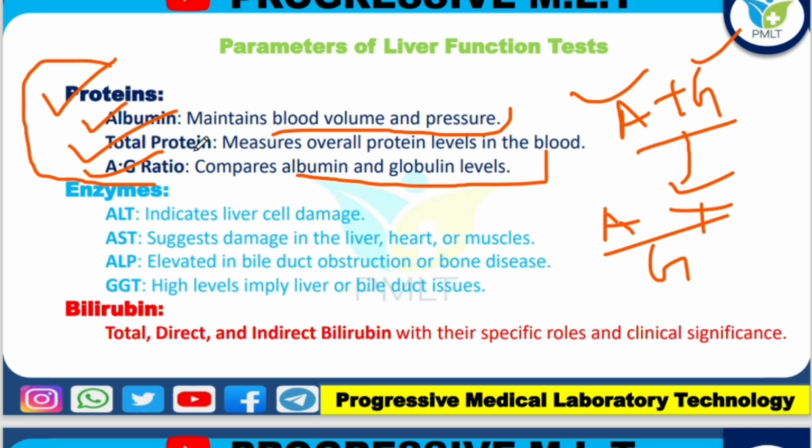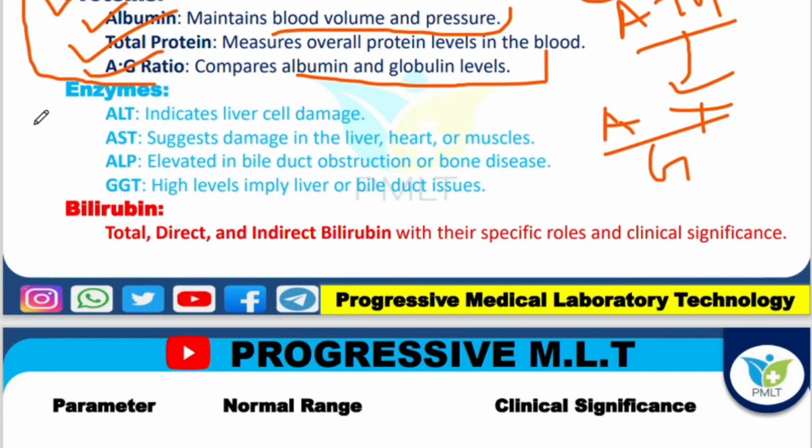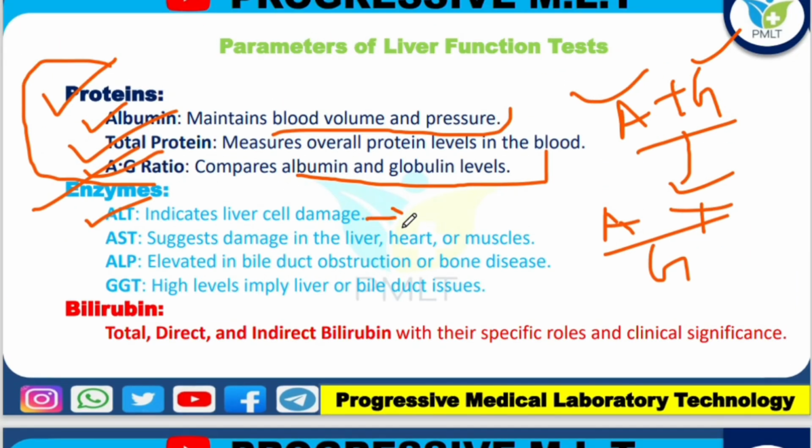After that, here you can see the enzyme parameters. Firstly ALT. Another name of ALT is SGPT, right? Serum glutamate pyruvate transaminase, and ALT means alanine transaminase. It indicates liver damage. I will discuss these things later. I have already mentioned in this PPT the risk portion as well as the clinical significance portion. You will understand from there.